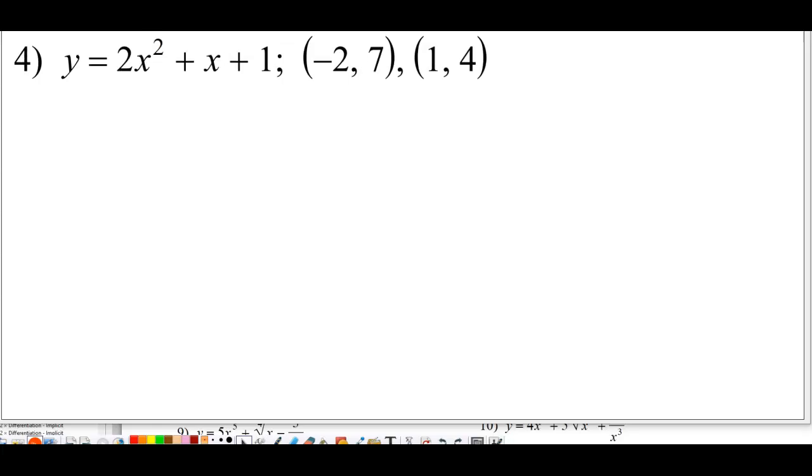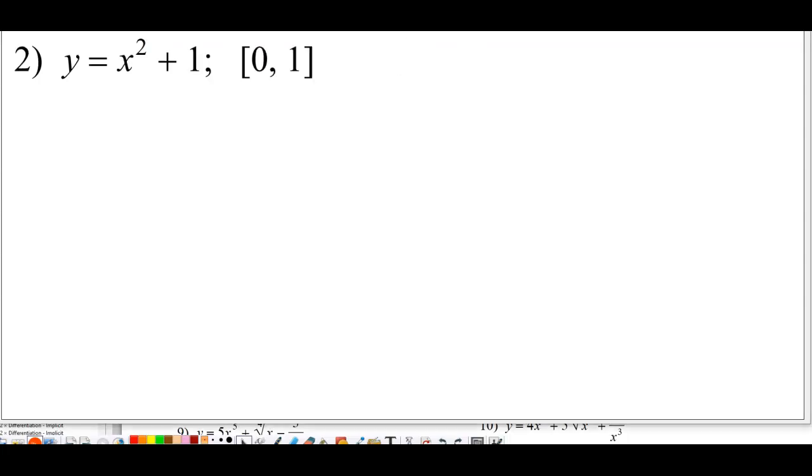Number 4 is asking us to find the slope of the secant line that goes through these 2 points here on this function. All right, now you might notice something a little interesting. How do you know if these are points or if they're an interval? Because on number 2, that almost looks like a point, doesn't it? It's not. So one way you can tell is because they're giving you brackets, okay?